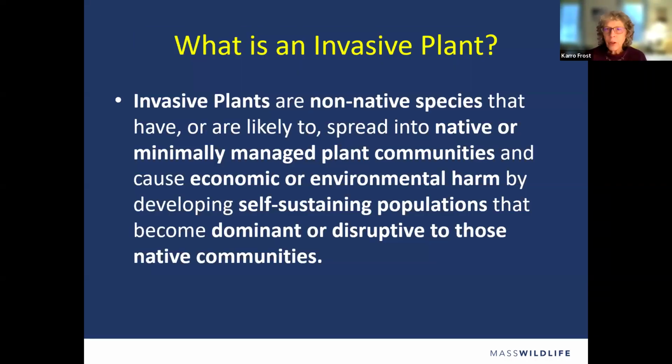So definition, so that we all know exactly what an invasive plant is. This is from the Massachusetts Invasive Plant Advisory Group. So they started out with this when they were formed back, I don't know, a long time ago. But they're non-native, invasive plants are non-native species that have come in and have or are likely to spread into our native or minimally managed plant communities and cause economic or environmental harm. And they'll develop self-sustaining populations that become dominant and disruptive to those native communities. So that's where we're starting. Those are the species we're talking about.